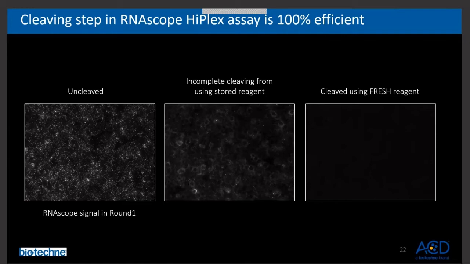So this is RNAscope signal. You can see punctate dots from one particular probe that was detected in round 1 before cleavage. If you use old cleaving solution, you can see there's still fluorophore that remains behind. However, if you use freshly made up cleaving solution, you do have this 100% efficient removal of the fluorophore in between rounds.